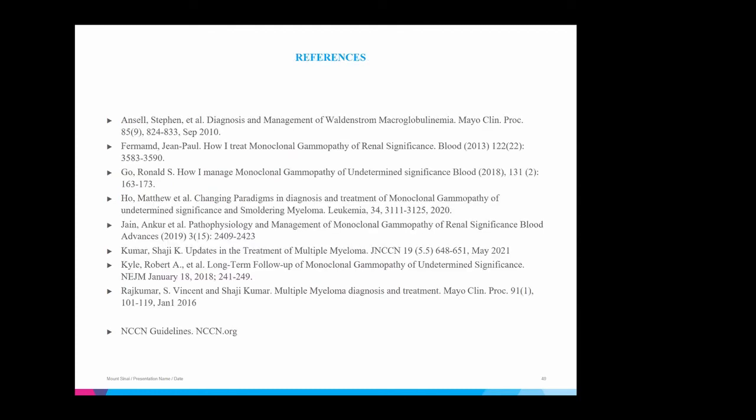And just a few references that you might want to take a look at sometime if you're interested in the plasma cell dyscrasias. And I'd be happy to take any questions in the couple of minutes that are left. Thank you so much, Dr. Hawkins. So yes, if anyone has any questions, feel free to just unmute yourselves or just write it in the chat.